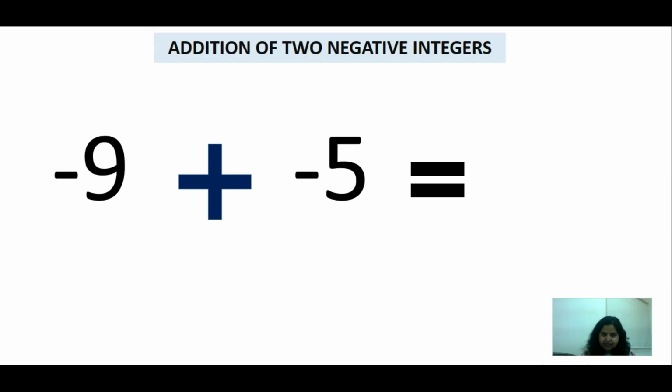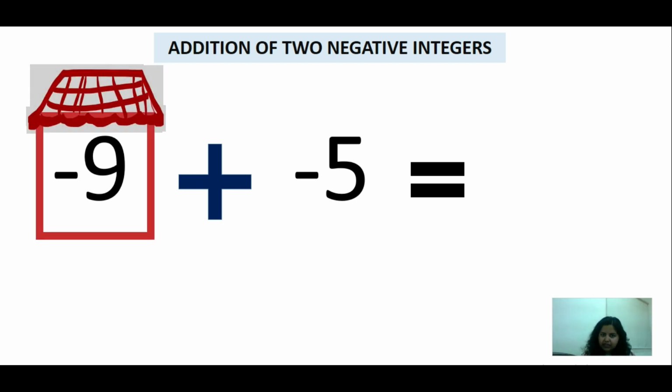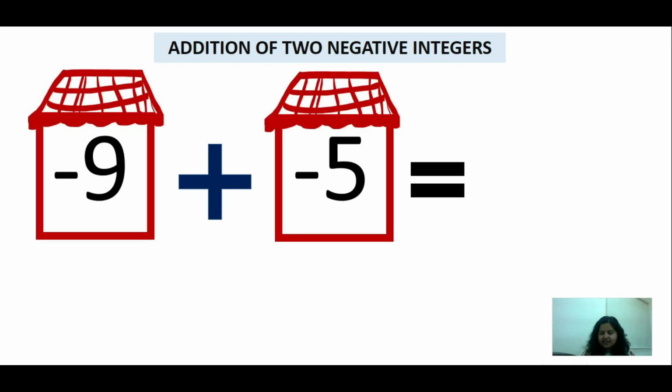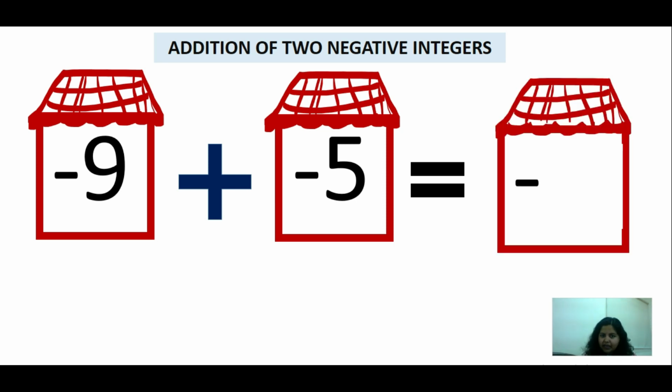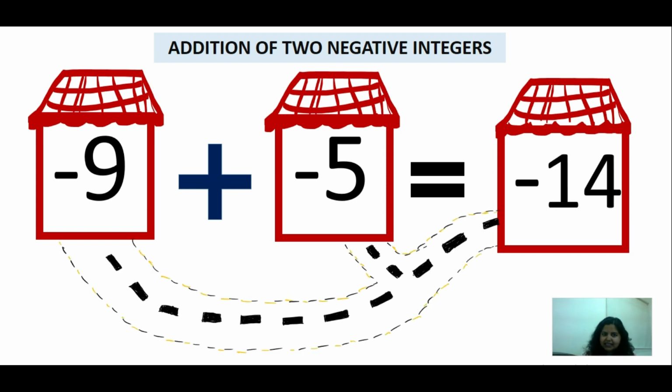We have negative 9 plus negative 5. Both the numbers are negative, so negative sign, they fall into the same house of negative numbers. So again, you just add the numbers, 9 plus 5 giving you 14. Now since both the numbers are negative, they go into the same negative house.